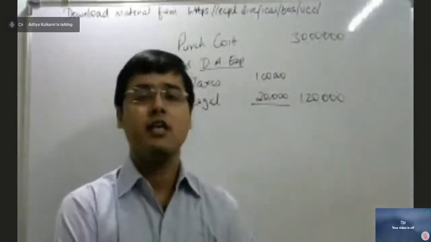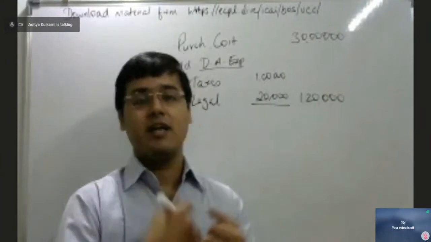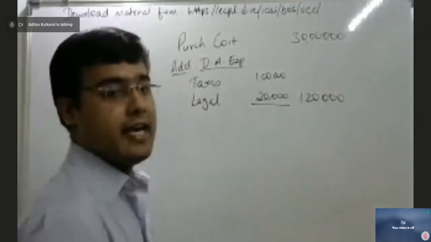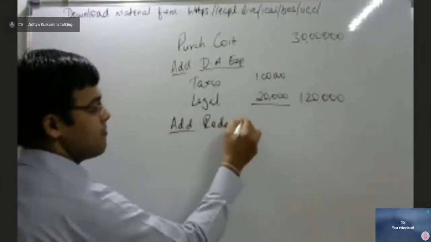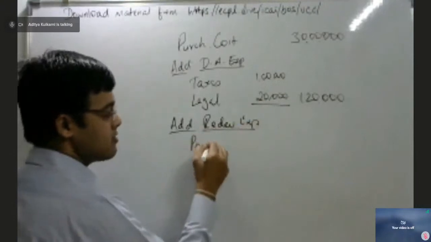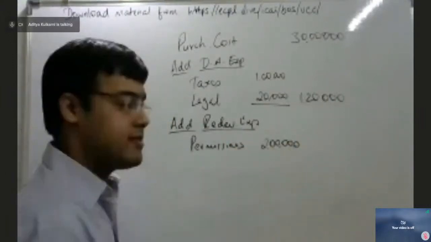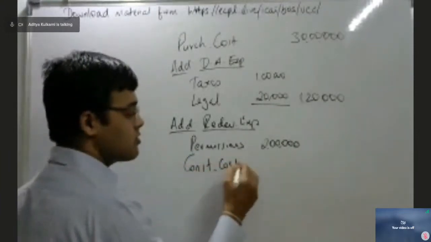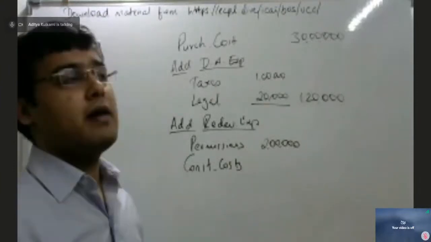The 40,000 refundable purchase taxes will be deducted. Why? Because they are refundable. You will get a benefit of that. So therefore, add redevelopment expenses, permissions, and the next one is construction cost. Construction costs would be 2 lakhs plus 7 lakhs minus 40,000.